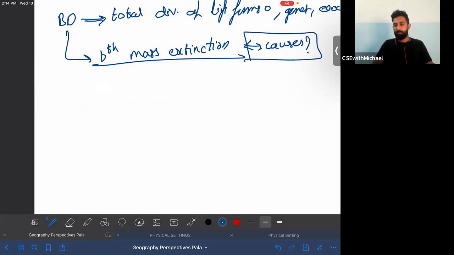Biodiversity is an important topic in GS, similarly also in the optional paper. Biodiversity is the richness or variety of life found on Earth at all its levels. Which levels? From genetic to ecosystem.